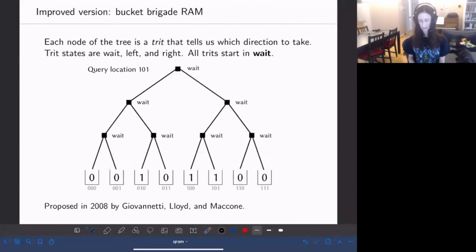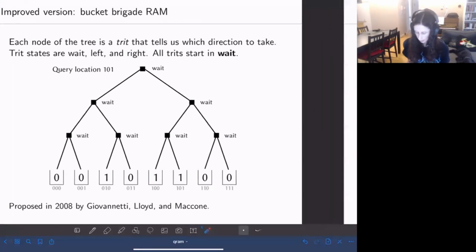Okay, so the way around this is the bucket brigade RAM. So this is just a bucket brigade classical RAM, but rather than having just normal transistors at each node, what you do is you find some electronic component that has 3 states. One of the states is just a wait, and then you have states also that will route current left and right, just like in this other fan-out RAM.